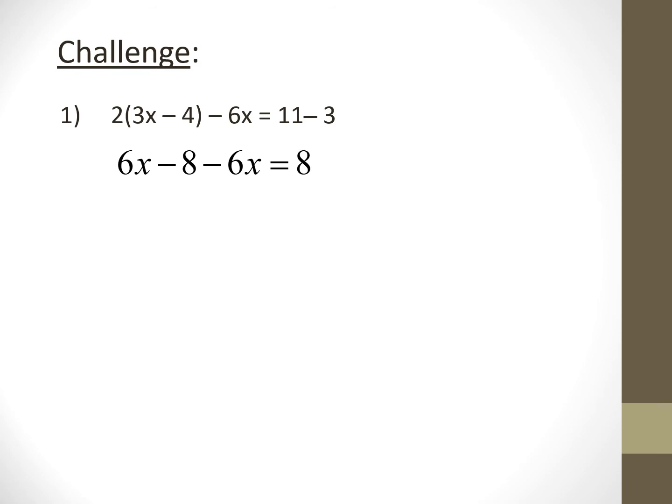First thing you're going to do is distribute that 2. So you're going to have 6x minus 8 minus 6x. And you might as well simplify the right side. 11 minus 3 is 8. You're going to combine your like terms. So those 6x minus 6x will add to 0. And you have negative 8 equals 8.